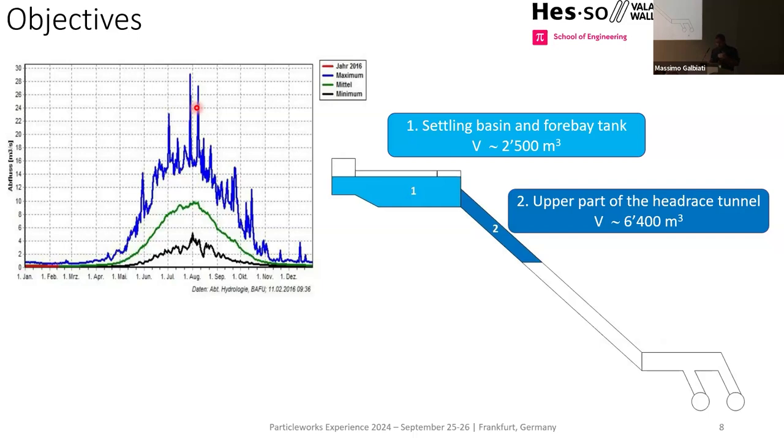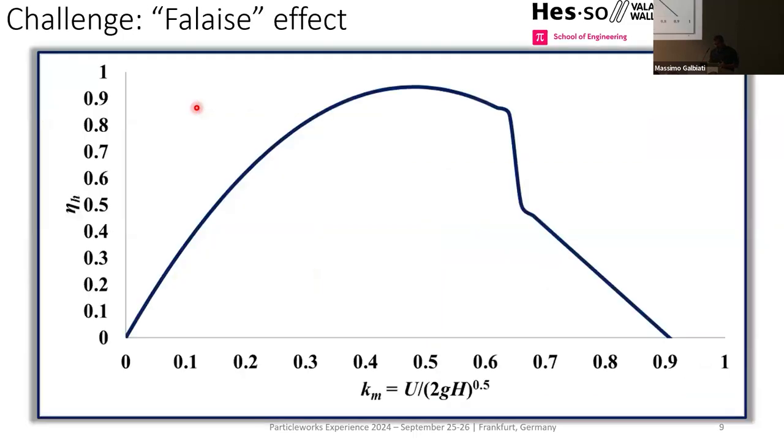As I explained before, the power of a Pelton turbine is proportional to the discharge and also to the head. And the head is only the difference in altitude between the water level at the top of the intake and the Pelton runner located downstream. So we want to use these two storage reservoirs in addition, but if we use the settling basin, it means that there is no decantation, so we increase the risk of erosion of the Pelton turbine by particles. If we use the upper part of the adduction tunnel, we will face a phenomenon called the cliff effect. The cliff effect is something that is quite simple. Here on the vertical axis, we have the hydraulic efficiency.